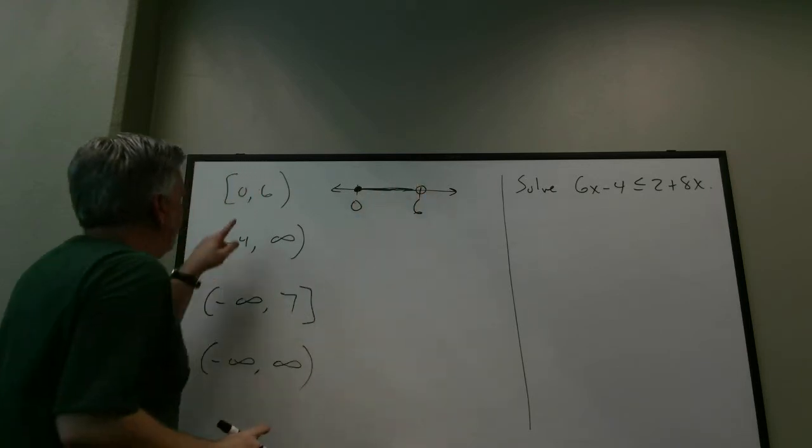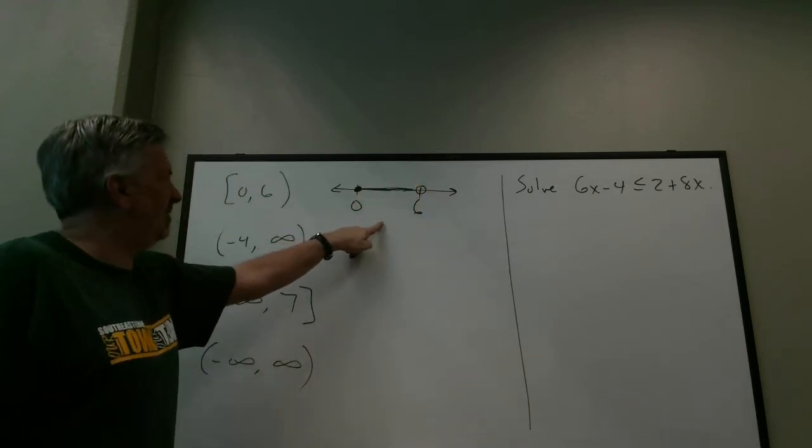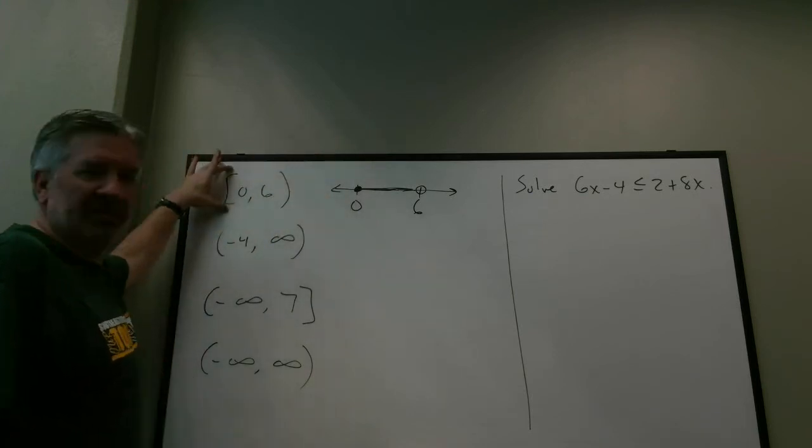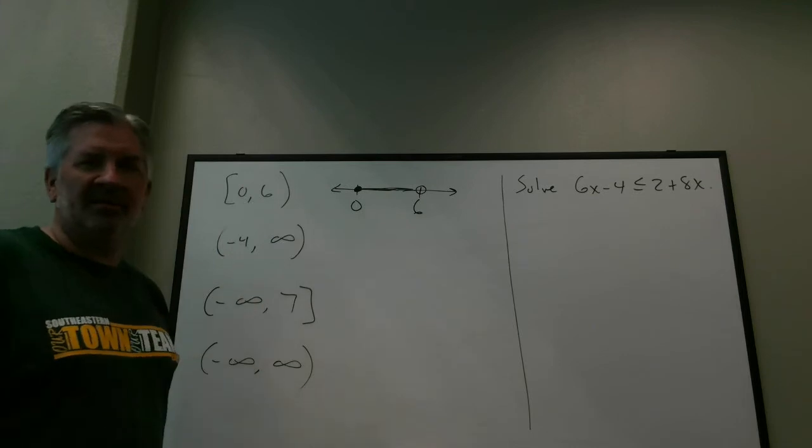So these two things are representing the same set. This is just a one-dimensional graph. It's on the number line. And this is just the interval notation. So these are describing the same set.